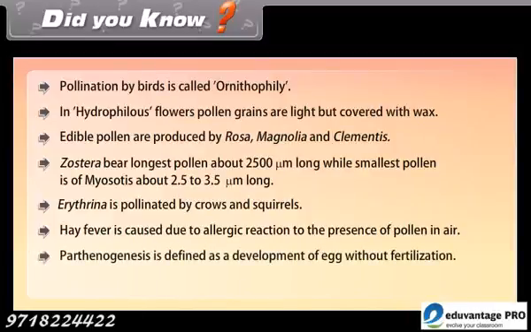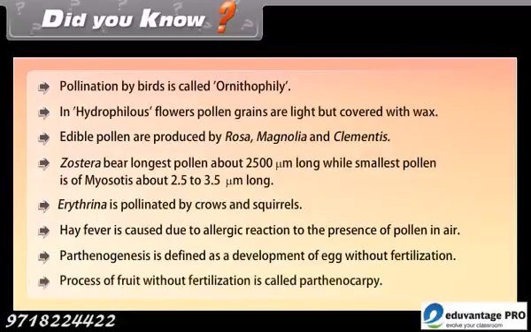Parthenogenesis is defined as the development of an egg without fertilization. The development of fruit without fertilization is called parthenocarpy.